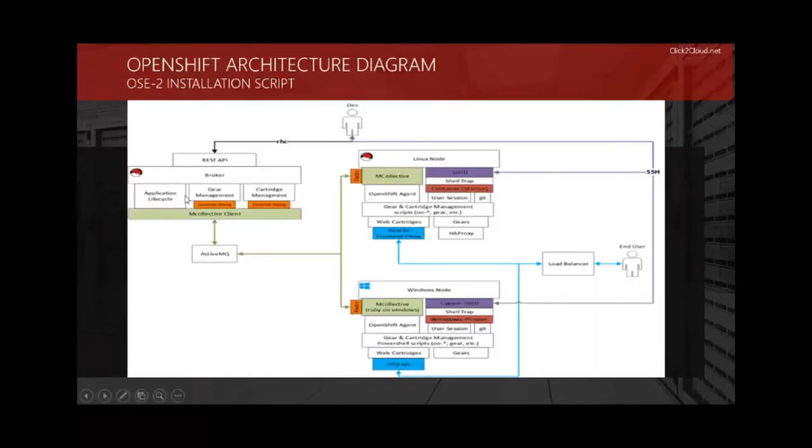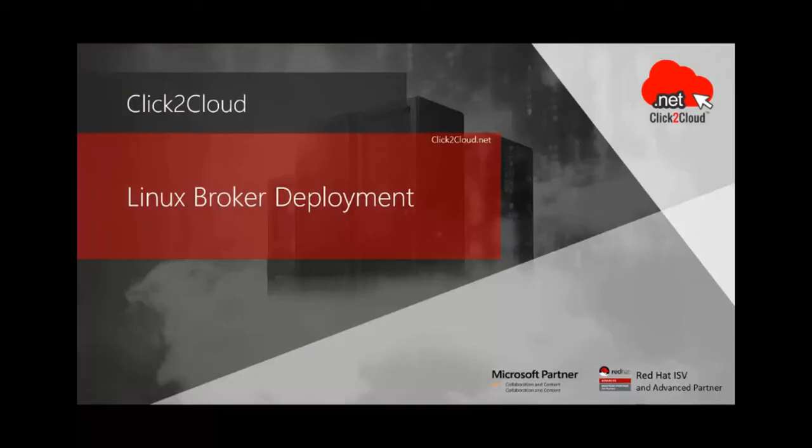Here is the architecture diagram of OpenShift. As you can see here, the broker is going to communicate with Linux Node and Windows Node using ActiveMQ services and SSHD services. A developer can connect to the broker REST API using the RHC command line tool, and the end user can connect to the respective applications through the load balancer. Now let's see this in action.